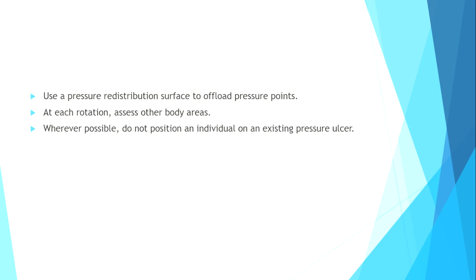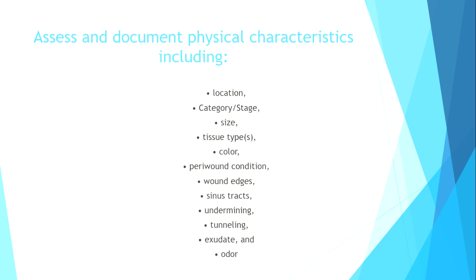Use a pressure redistribution surface to relieve pressure points. At each rotation, assess other body areas. Wherever possible, do not position an individual on an existing pressure ulcer. Assess and document physical characteristics including location of the pressure ulcer, category or stage, size, tissue type, color, peri-wound condition, wound edges, sharp or blunt, sinus tracts, undermining, tunneling, exudate, and odor.